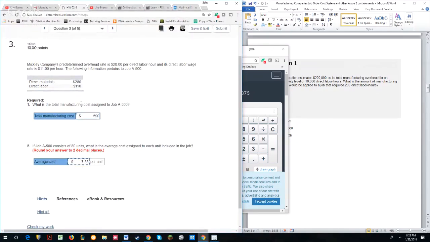You take your rate per hour, and you take your direct labor, your 110 or whatever your direct labor is, divided by your rate per hour, and then times that by your overhead rate. Yep. So mine comes out to 200 as well.